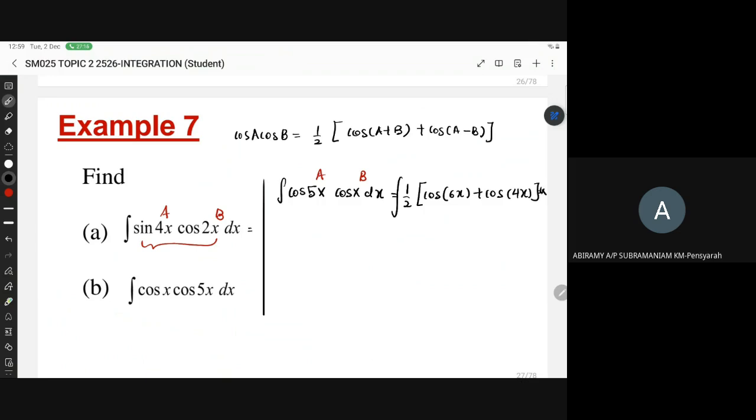So what happens when we integrate cos 6x? The answer here is 1 over 2, integrate cos, sine 6x divided by 6. Integrate cos 4x, we get sine 4x divided by 4 plus c. So the final answer is sine 6x over 12 plus sine 4x over 4 plus c. Okay, that's for example 7b.